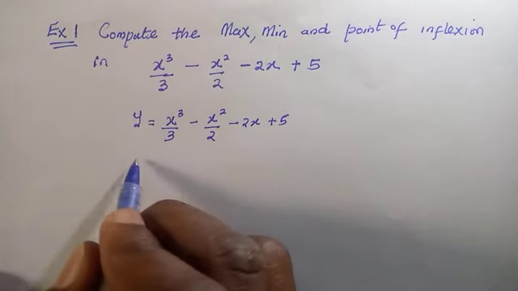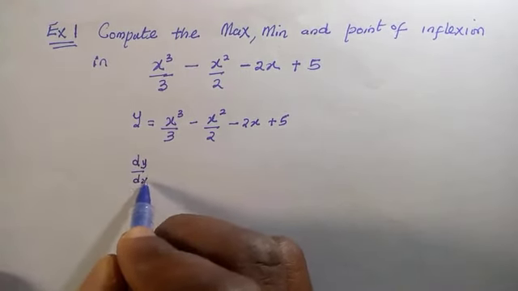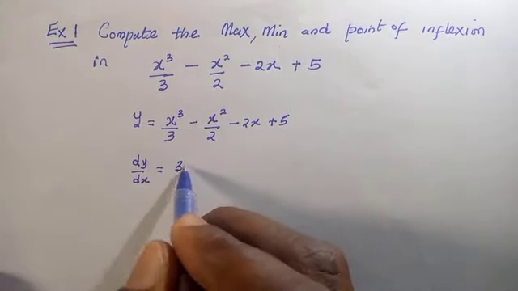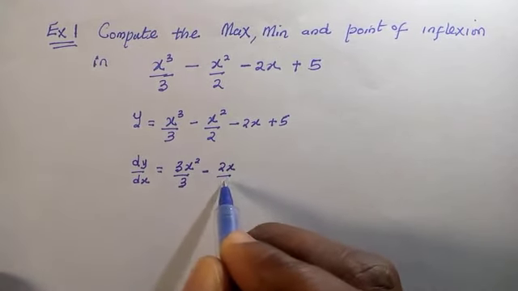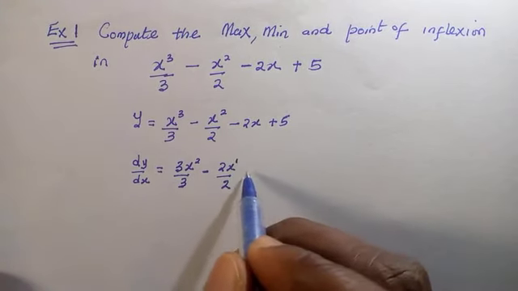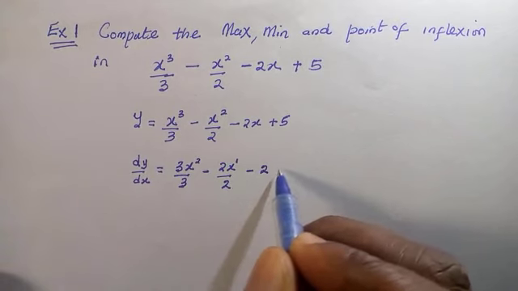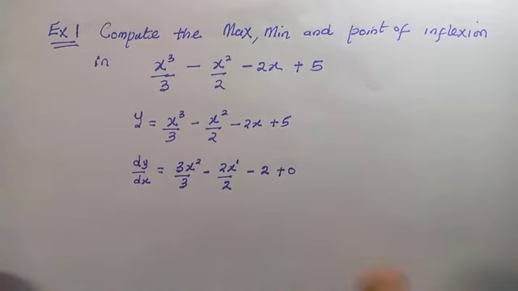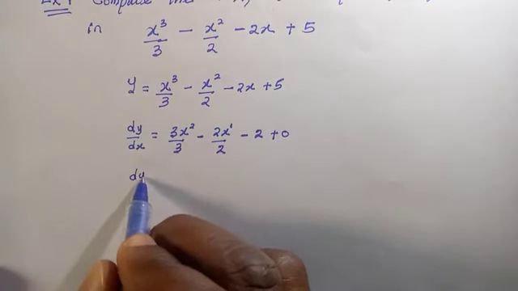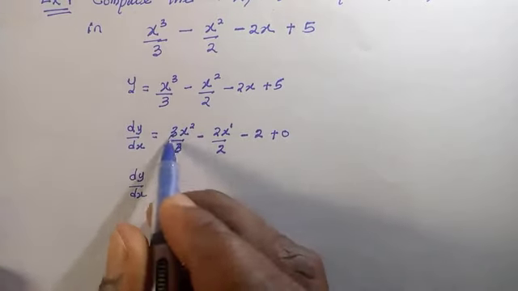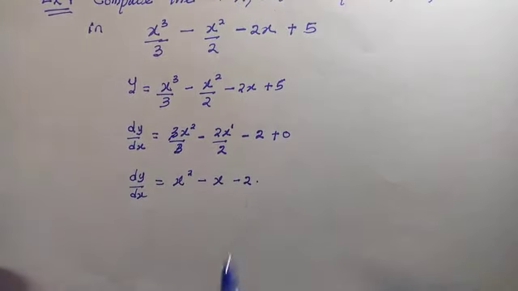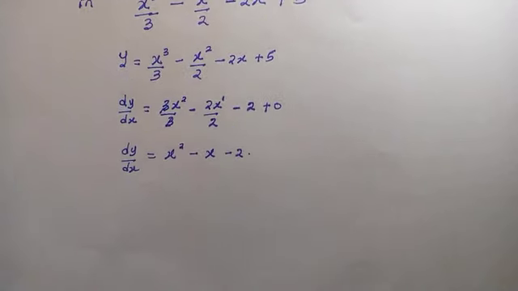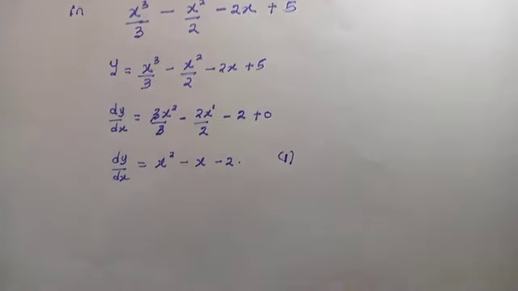So by taking the derivative, dy/dx equals 3x² divided by 3, minus 2x divided by 2, where x is just raised to the power 1, and we have minus 2, and the derivative of the constant 5 is 0. Then dy/dx equals x² after cancelling the 3, minus x after cancelling the 2, minus 2. So this is the first procedure we take when we want to find the minimum, maximum, and the point of inflection. I call this step 1.